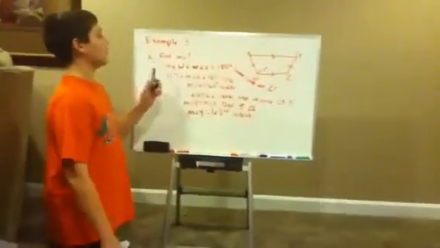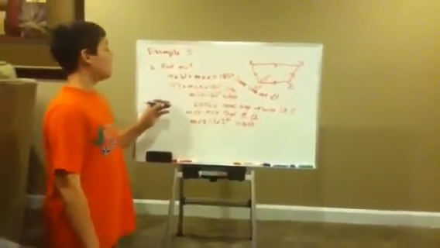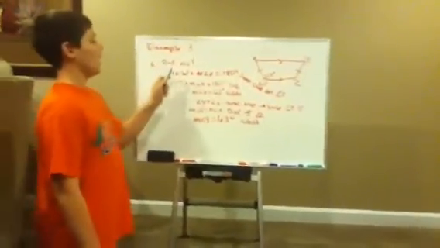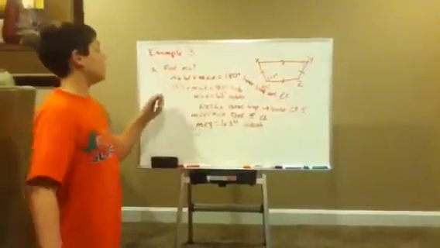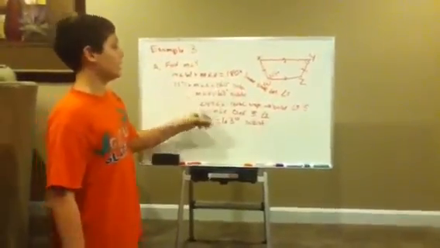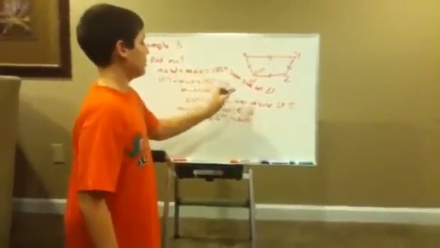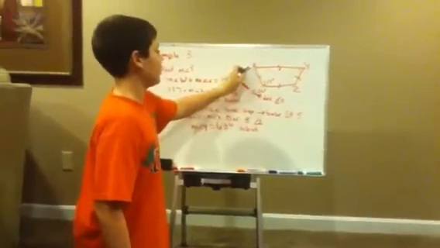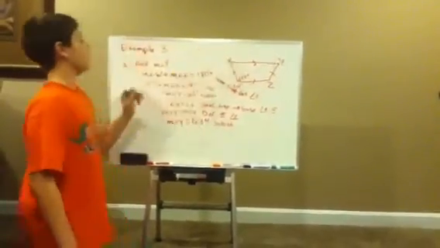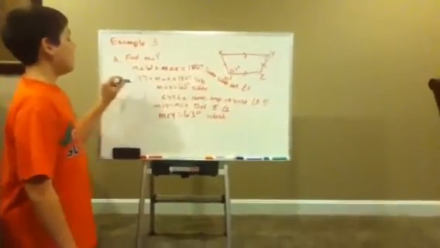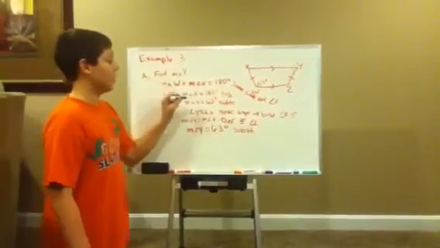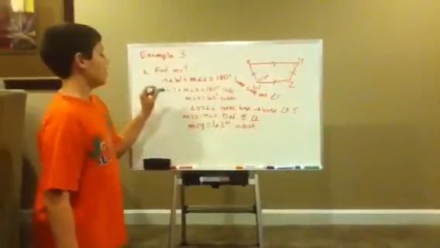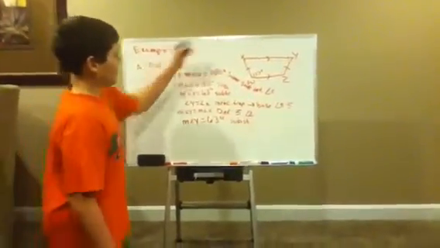Guys, this is example 3 of lesson 6-6. We are finding the measure of angle Y, this angle right here. The measure of angle W plus the measure of angle X equals 180. 117 plus the measure of angle X equals 180 degrees by substitution. So the measure of angle X equals 63 degrees.